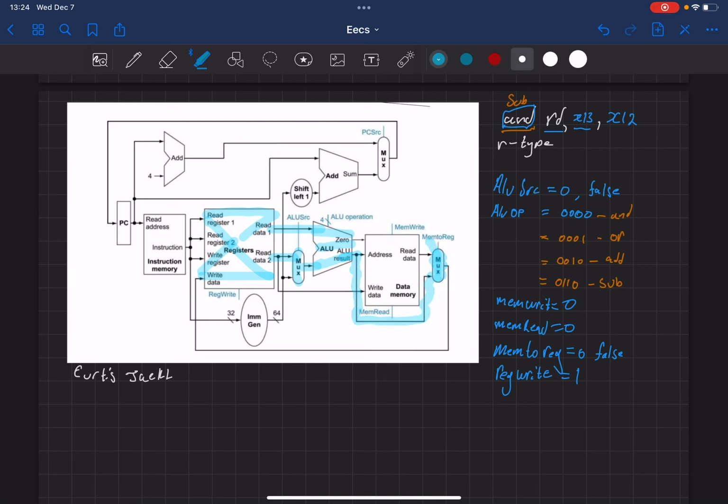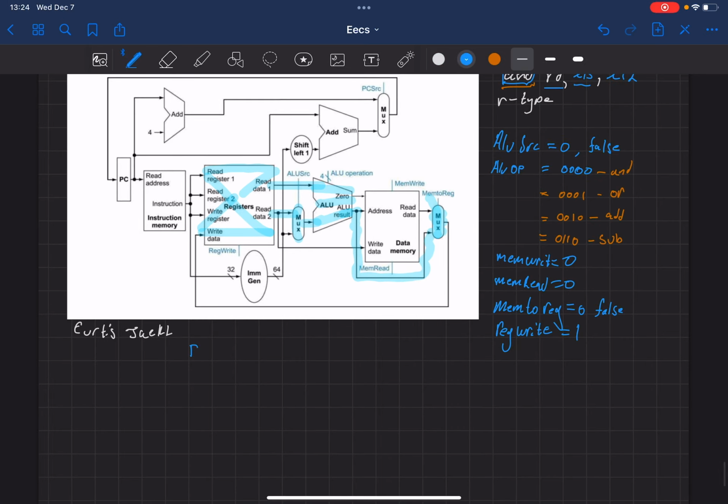Okay, so essentially what the answer for part B is, we're going to say we used the registers, we used the ALU source mux. We also used the ALU itself to compute the AND operation. And finally, we used the mem to reg mux, period.